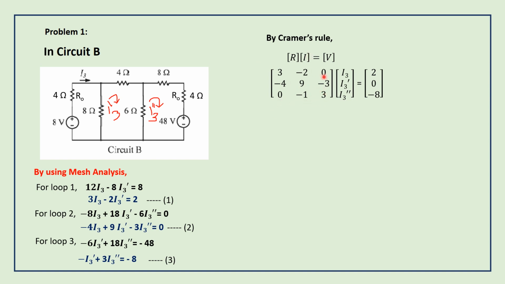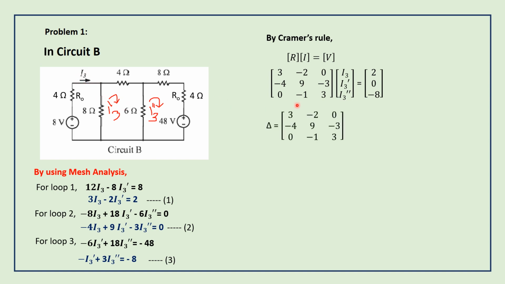This is the resistance matrix, into current matrix: first loop current is I3, second loop current is I3 dash, and third loop current is I3 double dash, equal to voltage matrix. First loop voltage rise 8, second loop 0 and third loop minus 8. So this is the matrix equation representation by using Cramer's rule. So using this we can find I3. To find I3 we need to find the determinant delta and also delta 1.